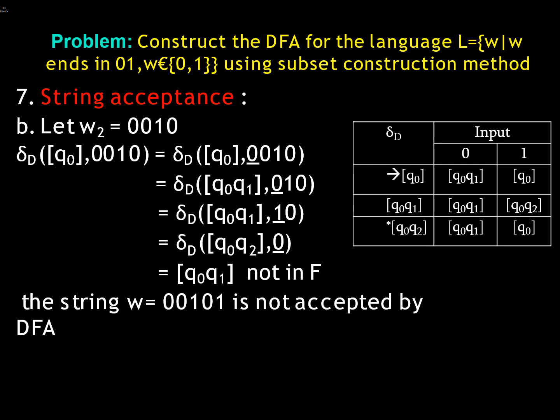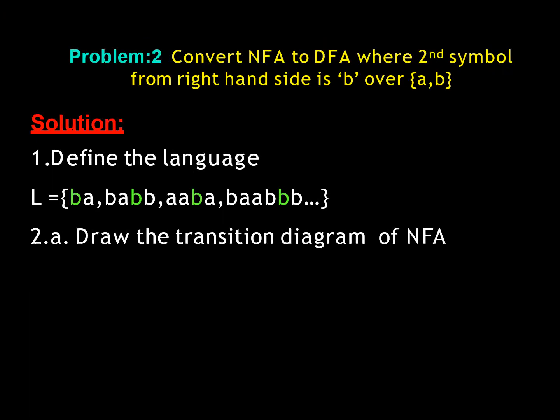So we are checking for one more string acceptance. Actually from the definition we can say it is not accepted because it ends with 1 0. So we'll be accepting only strings ending with 0 1. But apply your transition and you can see that this string will not be accepted by your automata.